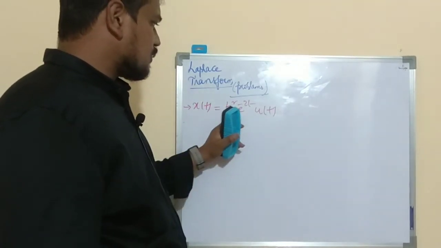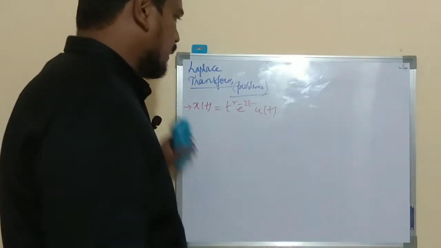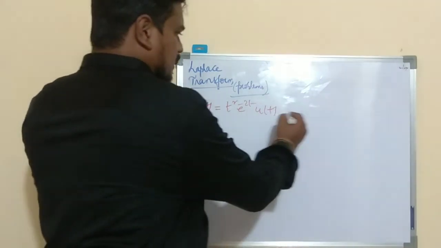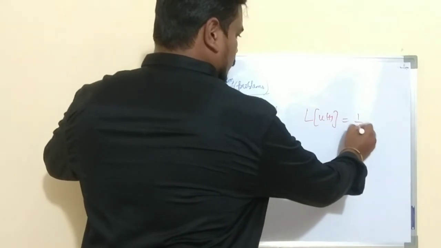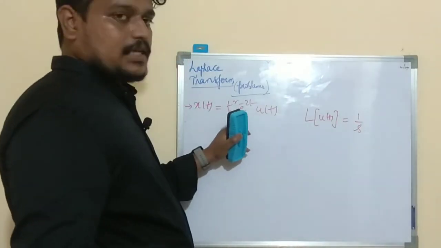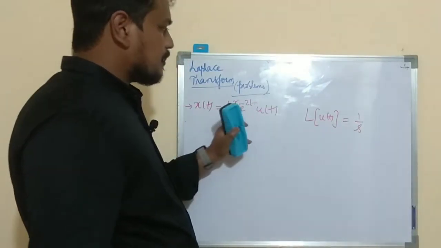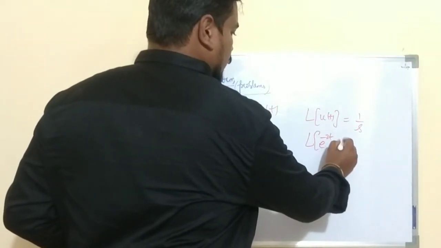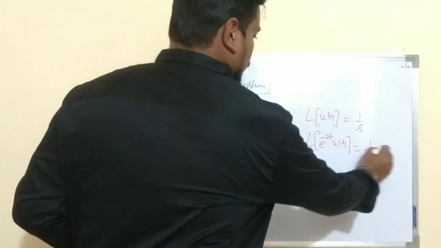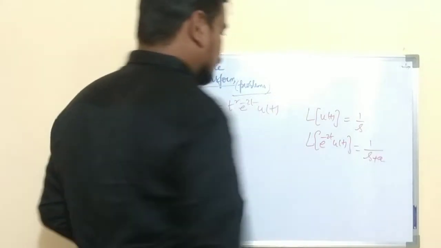Now this is the second problem. x of t is equal to t square into e power minus 2t into u of t. We already know that the Laplace transform of u of t is equal to 1 by s. So if it comes with an exponential factor multiplication, e power minus 2t into u of t, the Laplace transform will be equal to 1 by s plus a.